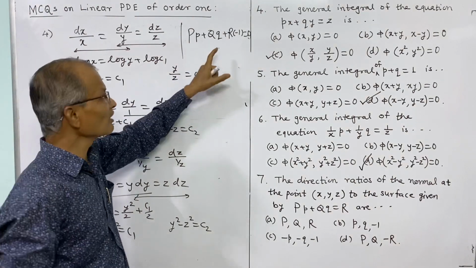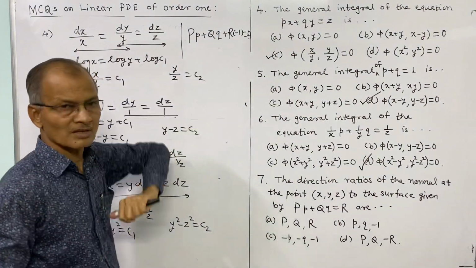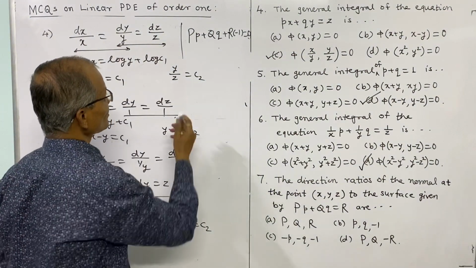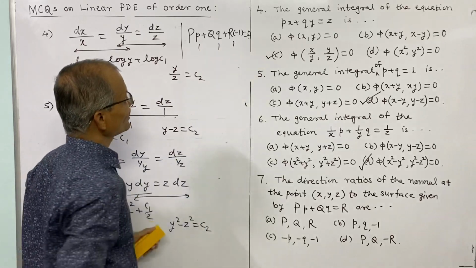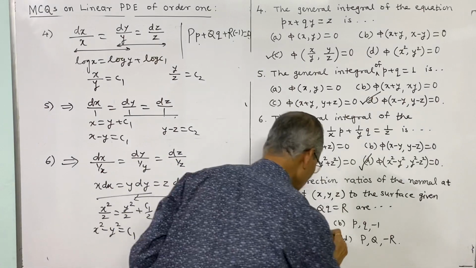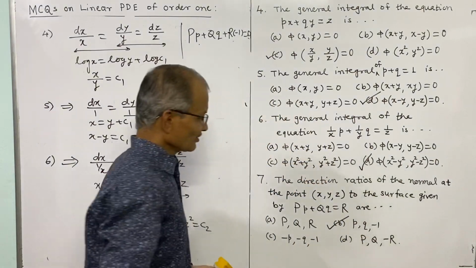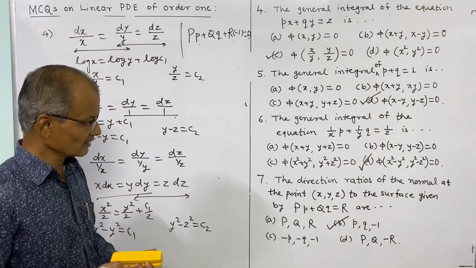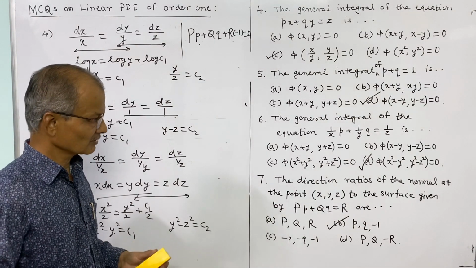So they are perpendicular, and therefore the sum of the products is 0. And thus the direction ratios of the normal are small p, small q and minus 1. So the answer is B. This is the direct geometrical interpretation result of Lagrange's linear equation, so we have studied it earlier.